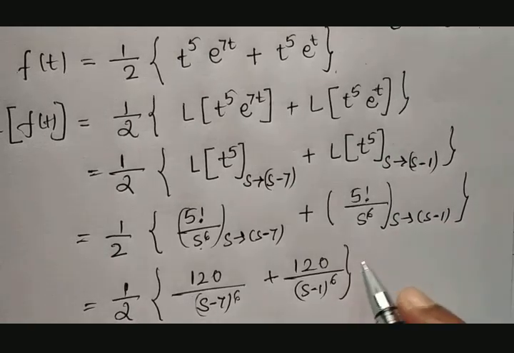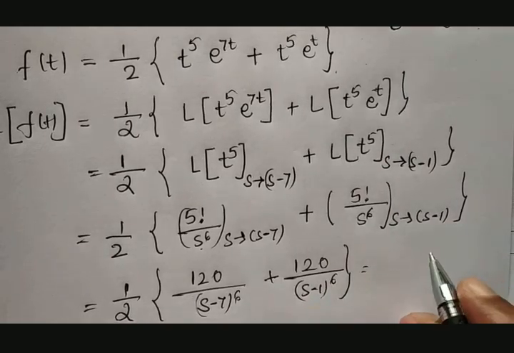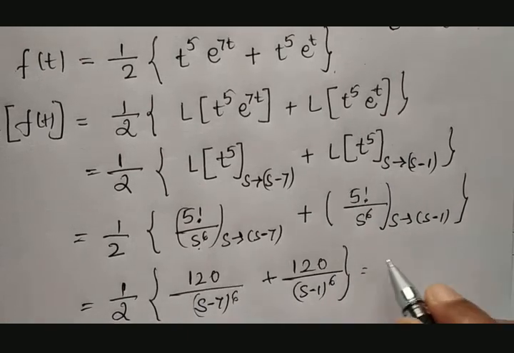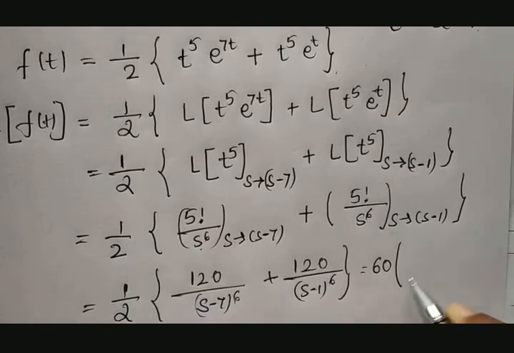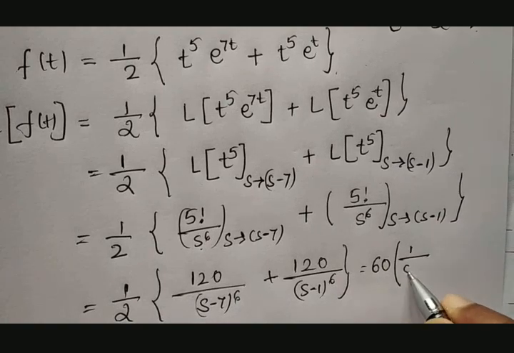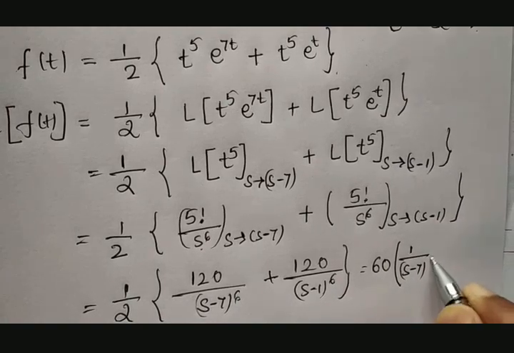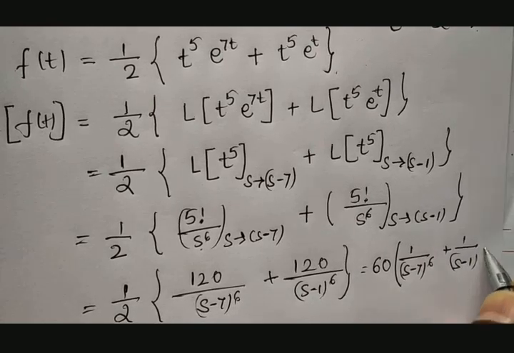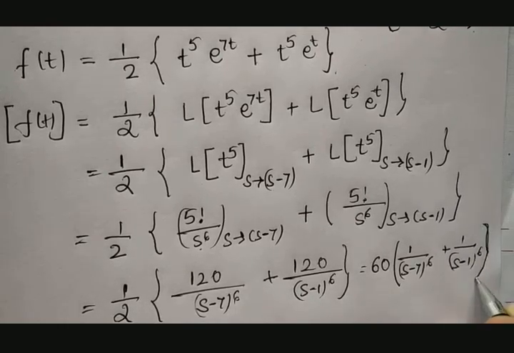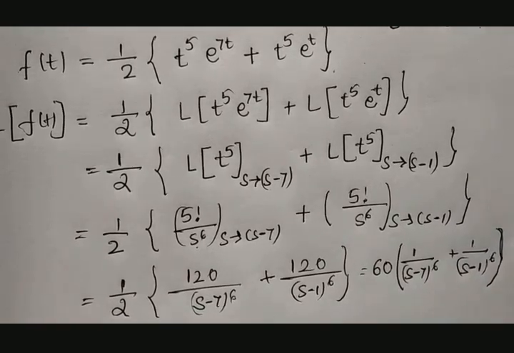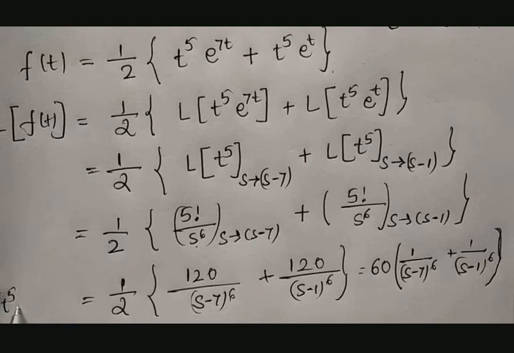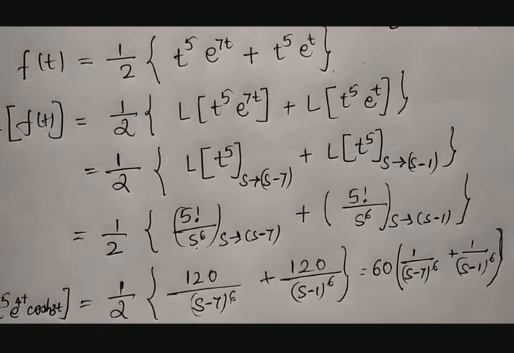Therefore, 120 is a common term that will be taken outside. Then it cancels with 2, and it becomes 60. So it is nothing but 60 times the bracket 1 divided by s minus 7 raised to 6 plus 1 divided by s minus 1 raised to 6. So this is the Laplace transformation of t raised to 5 e raised to 4t into cos hyperbolic 3t. Thank you.